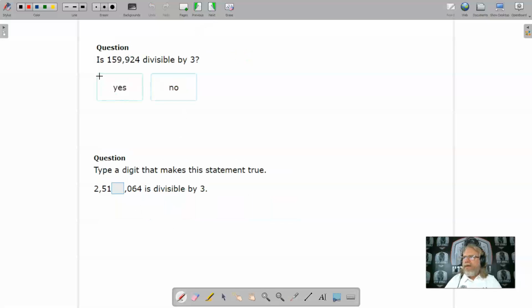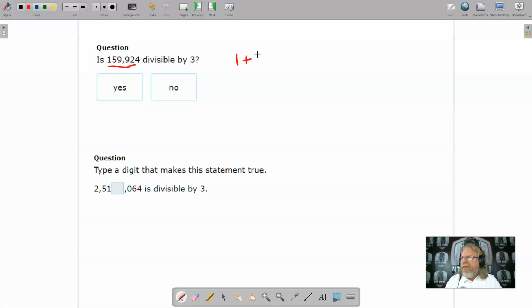On the next one, the rule of 3. So the rule of 3 is add up all the digits. If the sum of those digits equals a number that's divisible by 3, then the original number that we got those digits from is divisible by 3 as well. So we need to go ahead and add all these up.